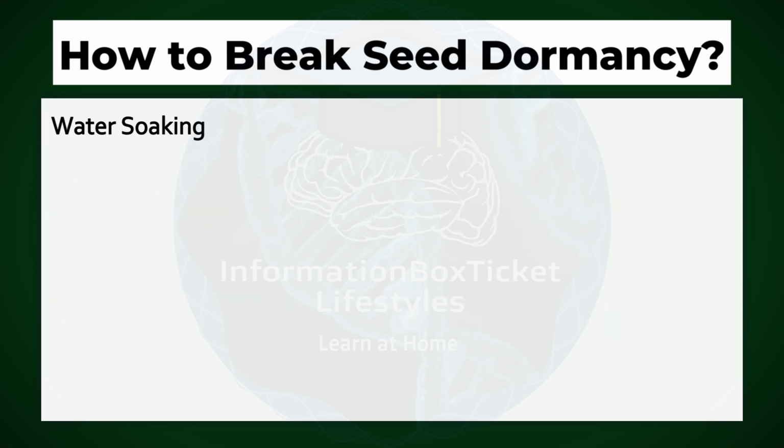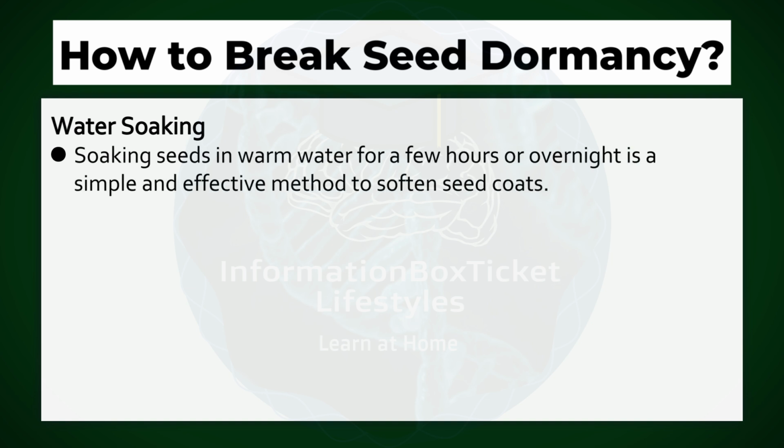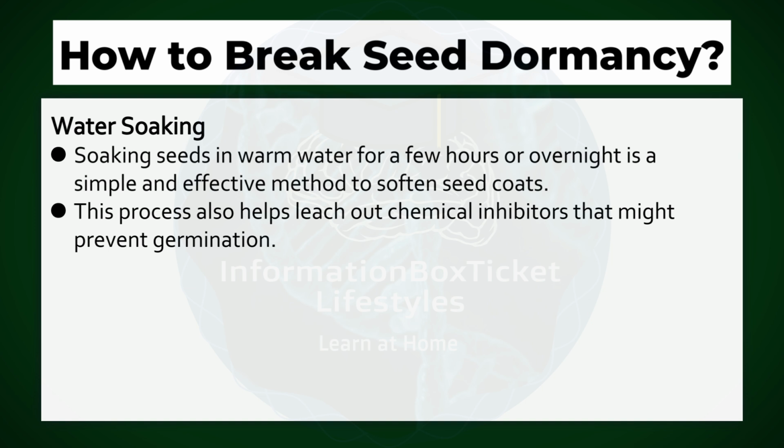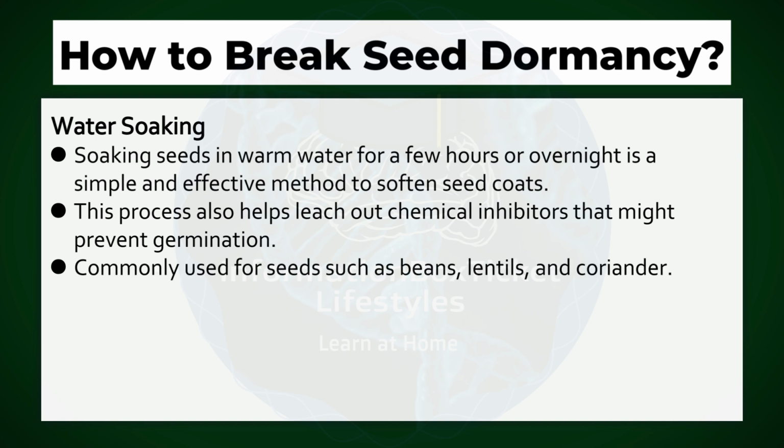Water soaking. Soaking seeds in warm water for a few hours or overnight is a simple and effective method to soften seed coats. This process also helps leach out chemical inhibitors that might prevent germination, commonly used for seeds such as beans, lentils, and coriander.